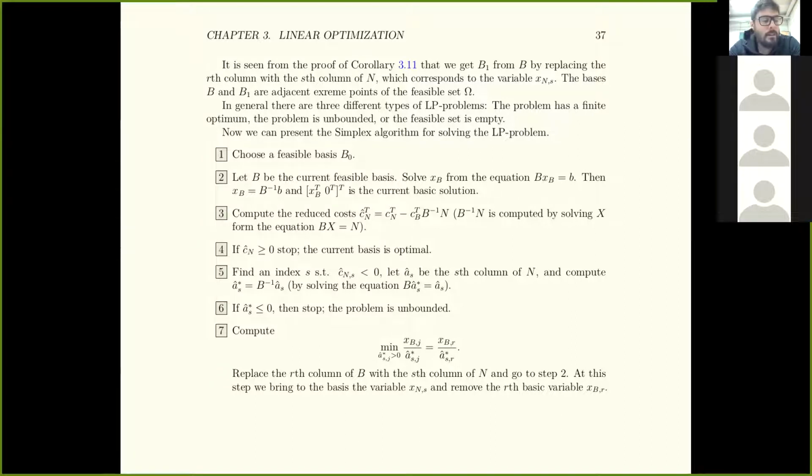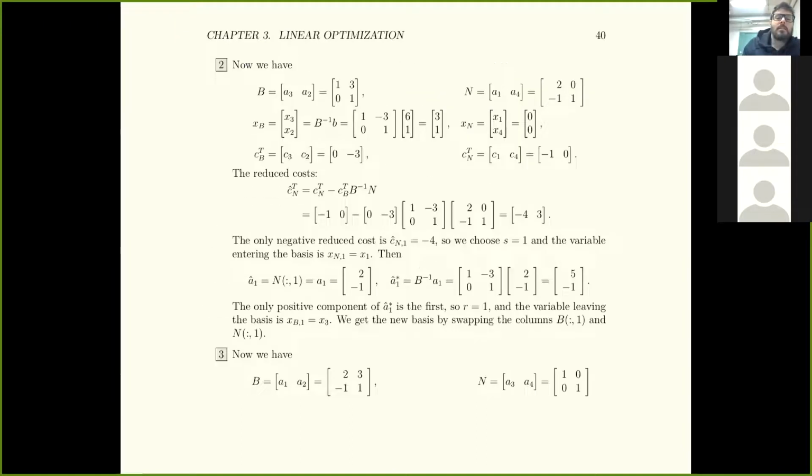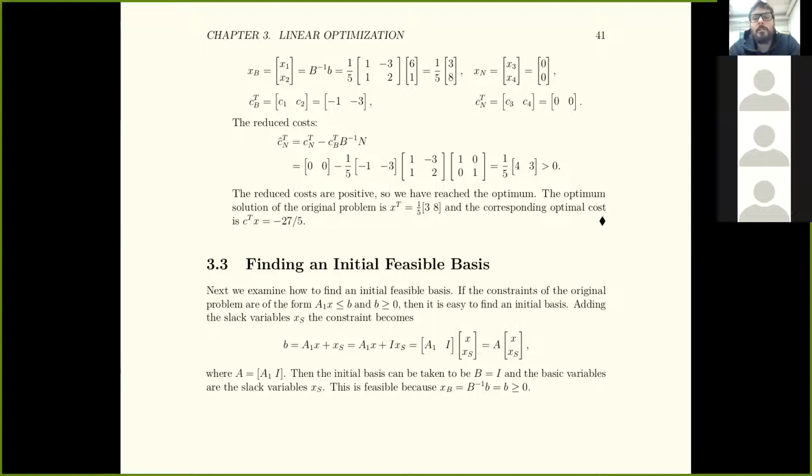But if we are in the infeasible region, in a region where some of the variables are negative, then this cannot really be adapted to work in that region. So we need to first discuss how we find this. First we need to discuss how we find the feasible basis.